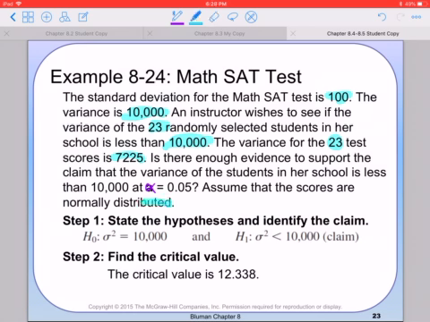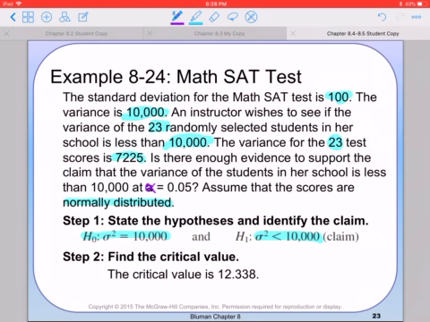So this is really nice. It's a nice normally distributed curve. So she is asking about the variance. So we have our null hypothesis is a variance of 10,000. That's what we were given. And we want to know if the school's variance is less than that, which is the claim. So we've got to figure out what the critical value is.